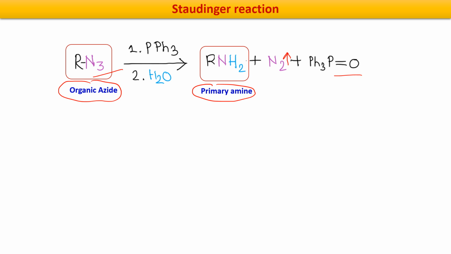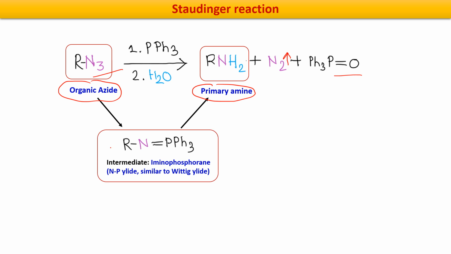Fine. Now the first step is using PPh3, and the second step is hydrolysis of the intermediate, which you can see here. The intermediate is an iminophosphorane, which is a nitrogen-phosphorus ylide. This type of ylide you have seen in the Wittig reaction. So this intermediate will be formed first in the presence of PPh3, and then when we hydrolyze it, it will finally be converted to a primary amine.